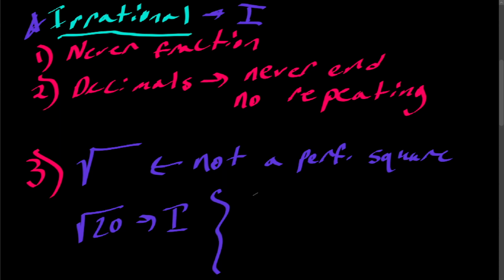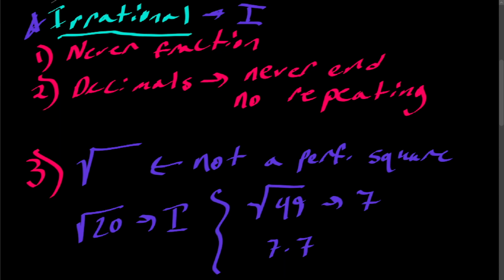Once again, let's say I gave you the square root of 49. 49 is a perfect square. That's just 7 times 7. So the square root of 49 is 7, so that does not count. That would be technically a lot of things, but we'll talk about those in a second. So those are the big main points for irrational numbers.